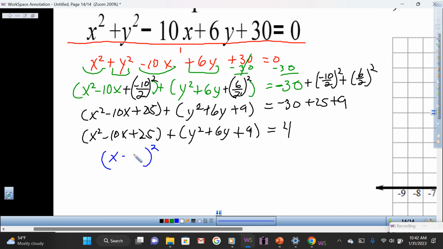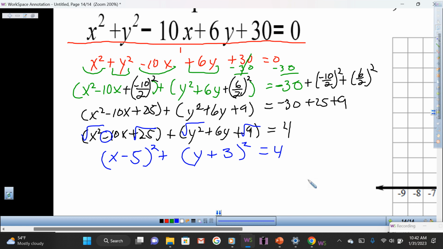X minus 5 squared. That is correct. Yes? Plus, tell your neighbor the factors for this one. Y plus 3 squared equals 4. How do we get that? Like I said, you can do the shortcut: square root of the first, square root of the last, sign of the middle. There it is. Same thing here. Sign of the middle, squared. And I'll stop right there and look what we came up with.